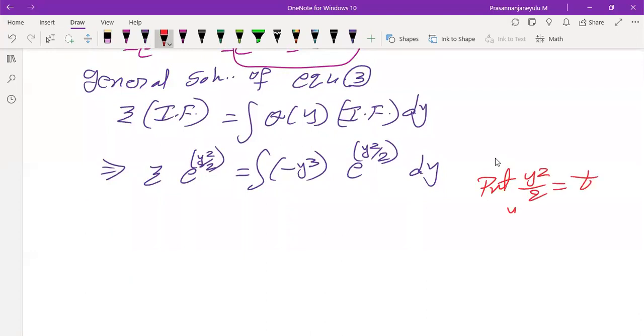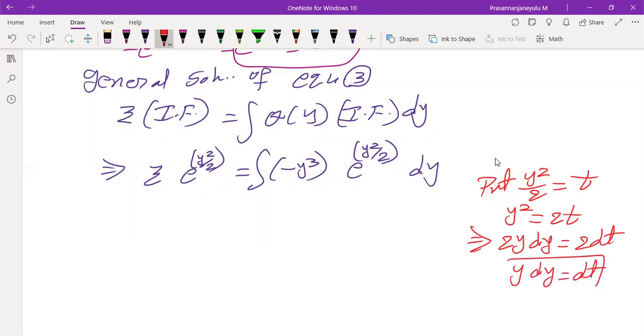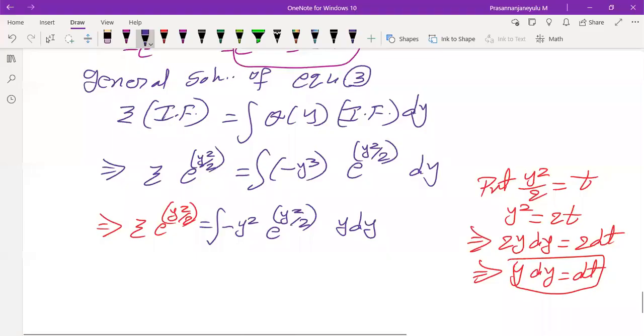Then on both sides, y square equals to 2t. On both sides, differentiate, what we'll get? 2y dy is equals to 2 dt. So simply y dy equals to dt. So substituting all these other things in our equation. Now writing this y cube as y square into y. That y square I kept here, and one more y I multiplied with the dy. Now I am substituting all these here, on the right hand side.